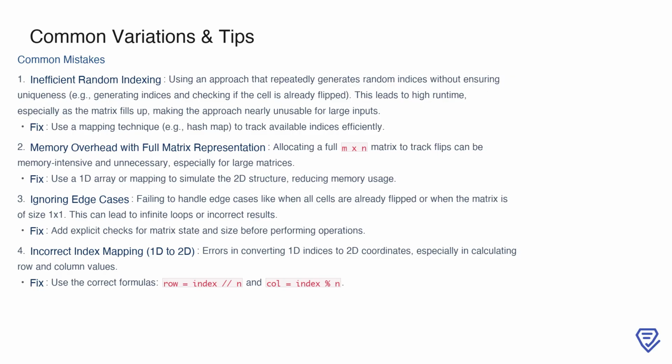Additionally, overlooking edge cases is another pitfall. For instance, failing to handle scenarios where all cells are flipped or when the matrix size is 1 times 1 can lead to infinite loops or incorrect results. Explicit checks for these edge cases can prevent such issues. Finally, mistakes in 1D to 2D index mapping are common, especially when calculating row and column values. Always use the correct formulas: row equals the index divided by the number of columns, and column equals the index modulo the number of columns, to avoid these errors.